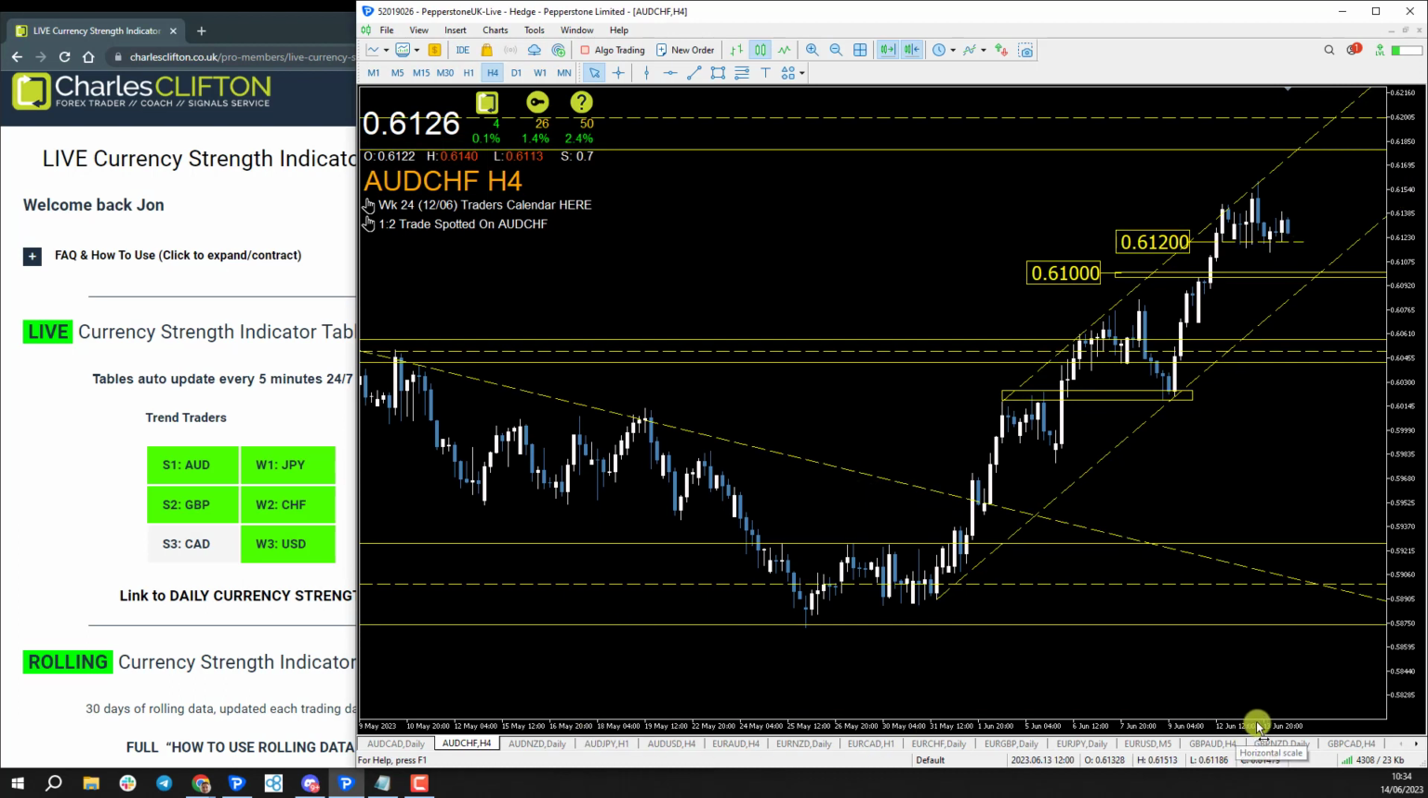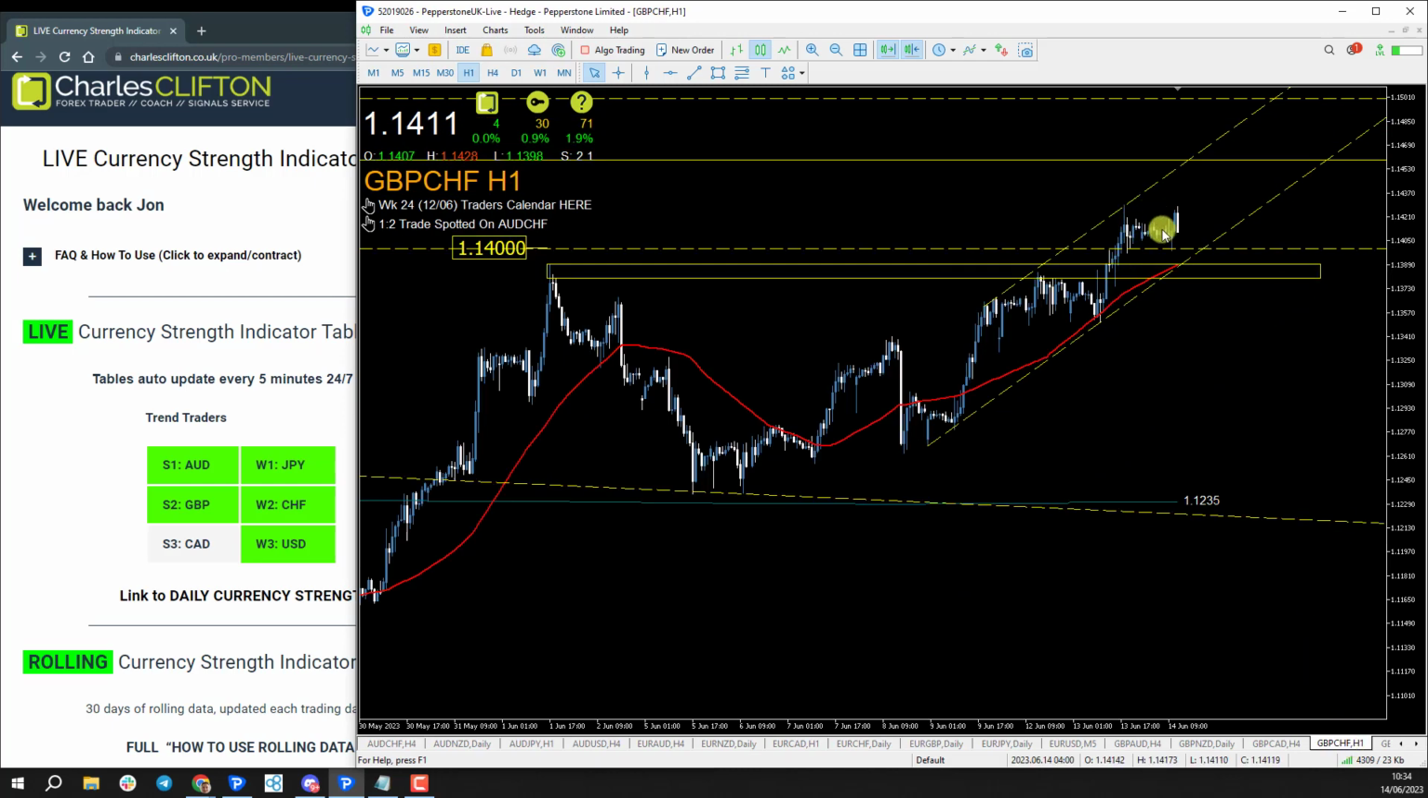And like I said, pound Swissy for me is the one to watch, and we are getting pretty close to entry now. So we'll see if price can enter. I think we may start to find some support around this 114 handle, and let's see if we can trade back to the upside there.